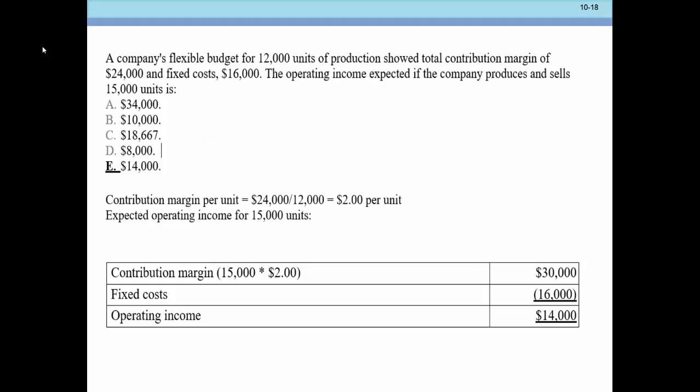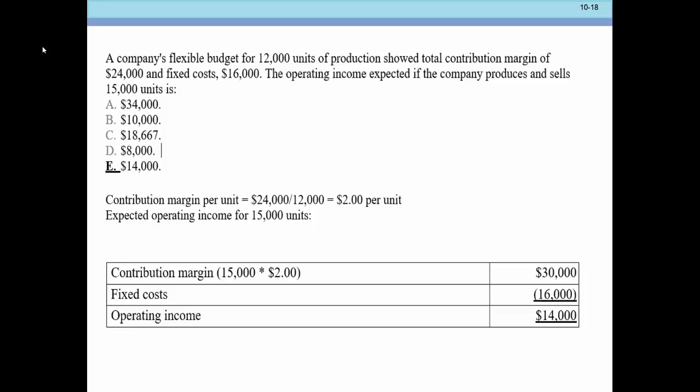Okay, good. Item A, company's flexible budget for 12,000 units of production showed total contribution margin of 24,000 and fixed costs of 16,000. Operating income expected if the company produces and sells 15,000 units is, and I picked this up because I did see some questions in the exam where they were asking, which to me was more of a chapter 5 type of a thing, and yet they asked it on this second midterm that's not supposed to be comprehensive.